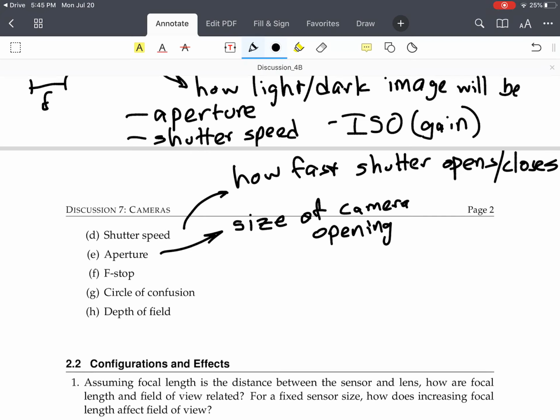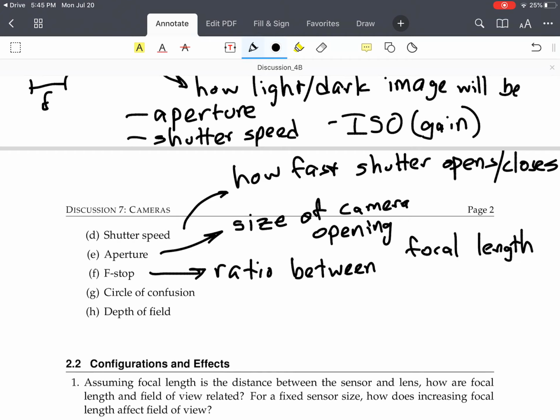Okay. The next up is the f-stop. This is the ratio between focal length, which we discussed earlier, and the aperture size. So it's a term that you can find given these two other terms, focal length and aperture, and it's the ratio between those two. It gives us an easy way to have preset camera configurations.